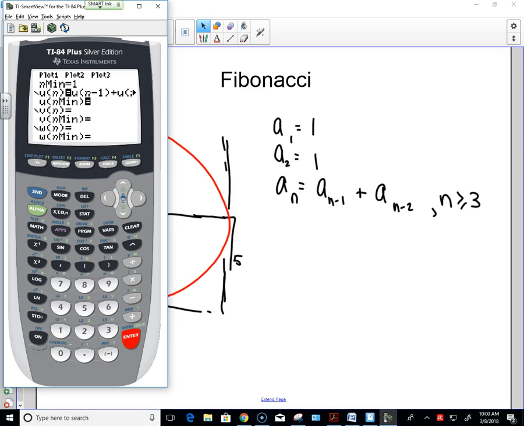So if N can be 1, because Fibonacci, we need to have the 1 and the 1 first. We can't go straight to the third term. If the lowest term is going to be the first term, right? Not the negative first term or the negative 10th term or anything else. If the first term is first, then what is U of 1? Wait. What is U of 1 going to be?